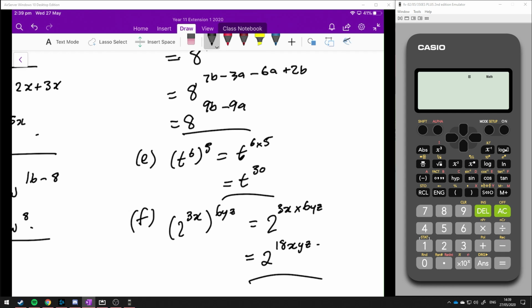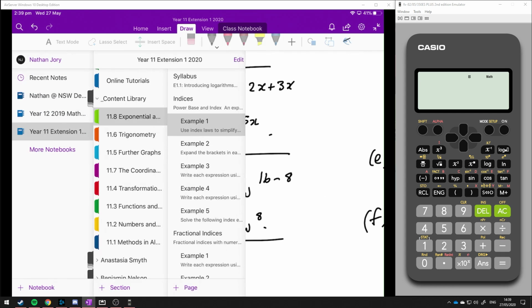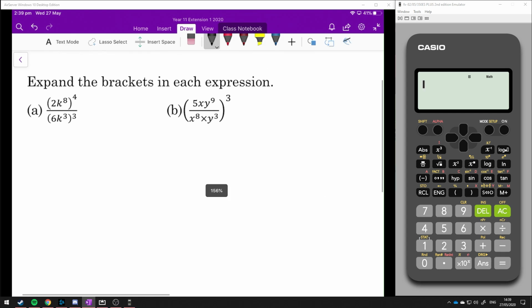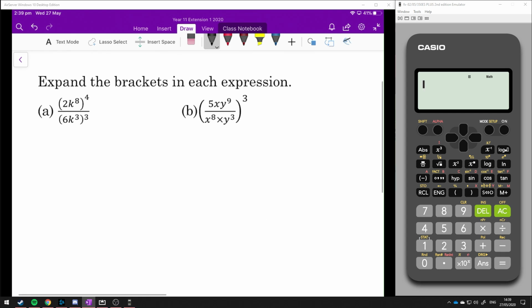Now, with that, we're going to have a look at a second example and the third one as well. So some tougher expressions in this case. We've got to expand the brackets in each expression. So we'll start off with A. We've got (2k to the power of 8) to the power of 4, over (6k to the power of 3) to the power of 3. I just like writing out the questions again. It's just a personal habit of mine. Okay, let's expand this one out.